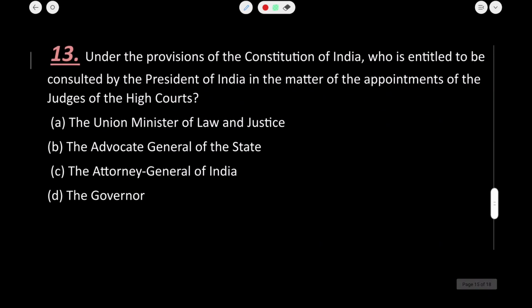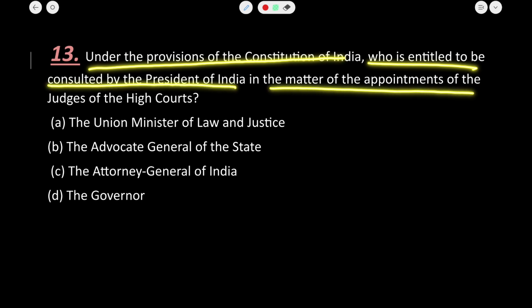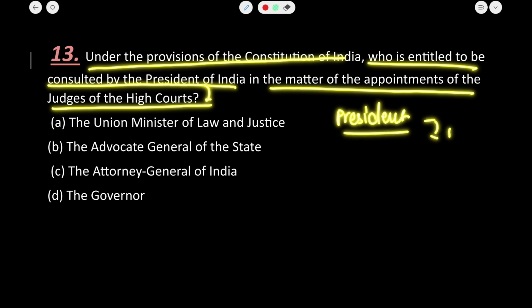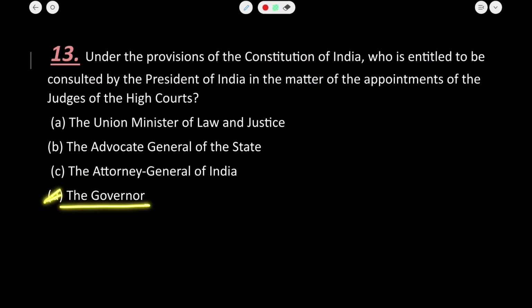Next is question number 13. Under the provision of the Constitution of India, who is entitled to be consulted by the President of India in the matters of appointment of the judges of the High Court? Now I already told you, the President of India appoints the judges of the High Court by consulting the Chief Justice of India as well as the governor of that state. Okay, D is the correct answer here.